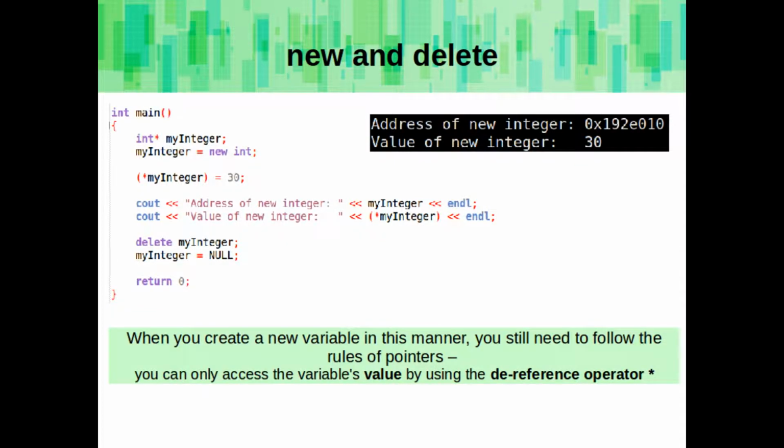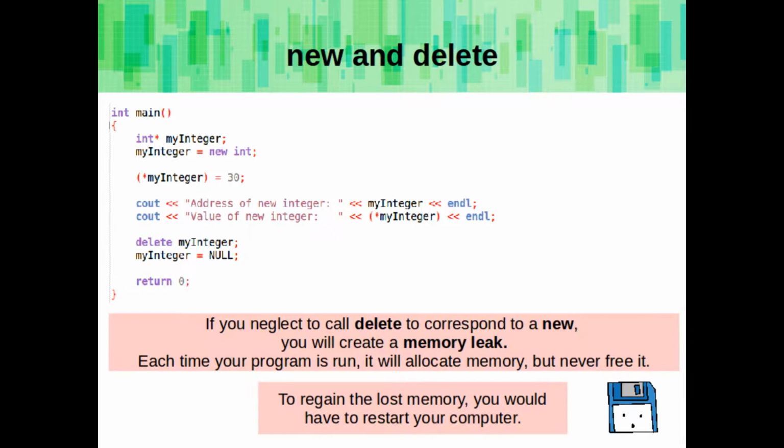Here's some sample code where we create a new integer. When you create a new variable in this manner, you still need to follow the rules of pointers. You can only access the variable's value by using the dereference operator. Warning, if you neglect to delete a corresponding new, you will create a memory leak. Each time your program is run, it will allocate the memory, but it will never free it. To regain the lost memory, you would have to restart your computer.